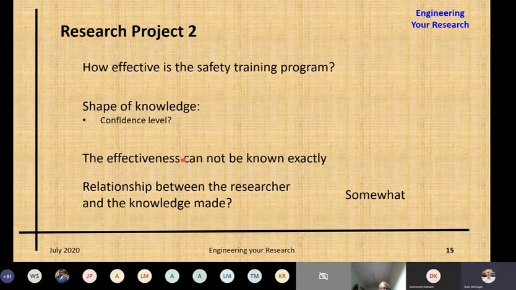Can I say that the effectiveness of the safety training program is known exactly? Can I describe it by an equation? Probably not.